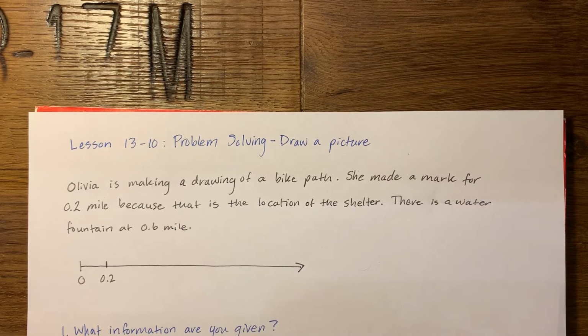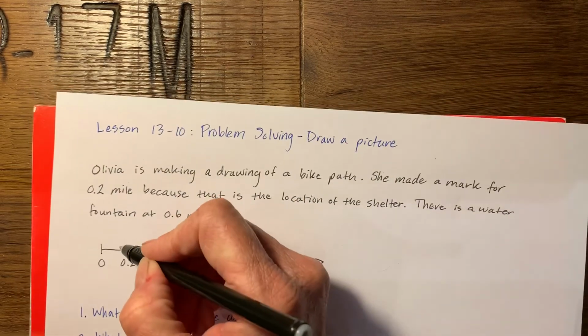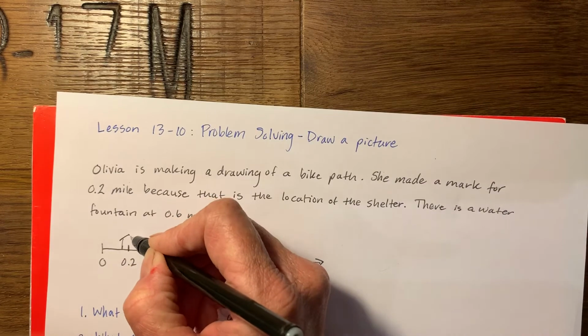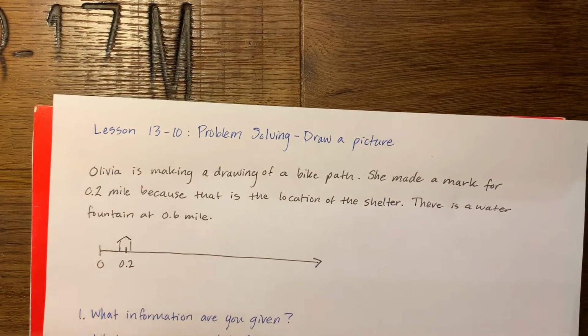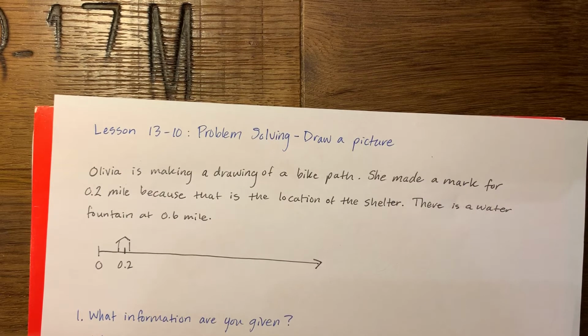So this one's titled 1310 Problem Solving Drawing a Picture. Olivia is making a drawing of a bike path. She made a mark for 0.2 miles because that is the location of a shelter. When I think of a shelter, I think of a little place you can pull over, so I'm just going to draw a little shelter to show you. Okay, that's the shelter. There is a water fountain at 0.6 miles.